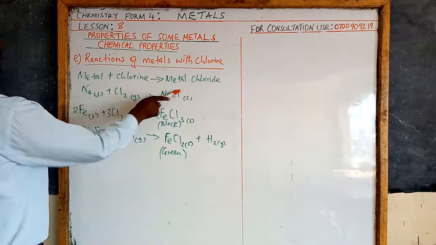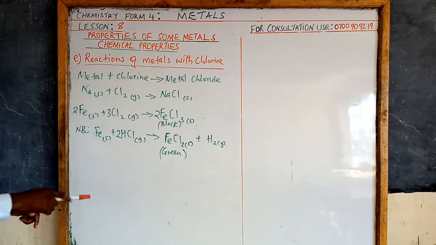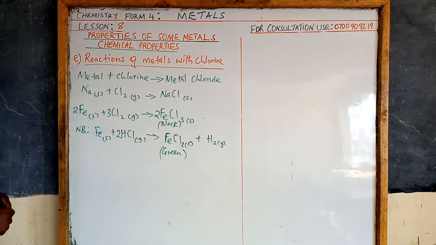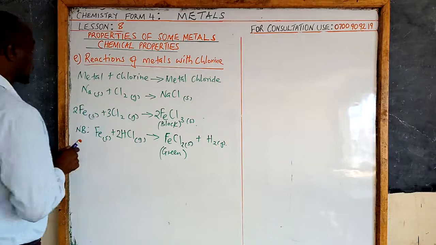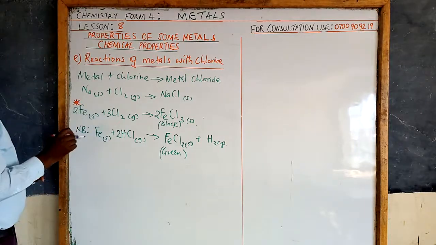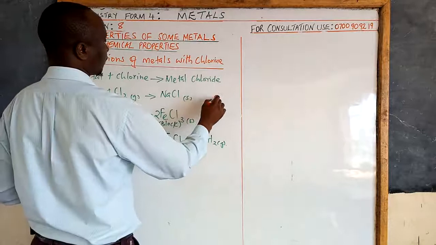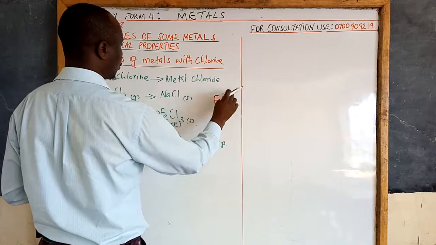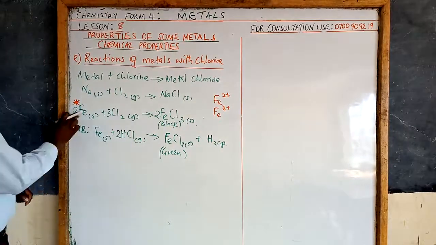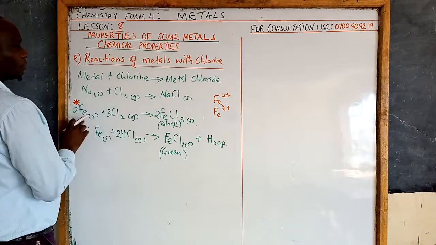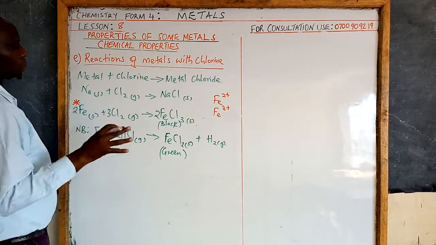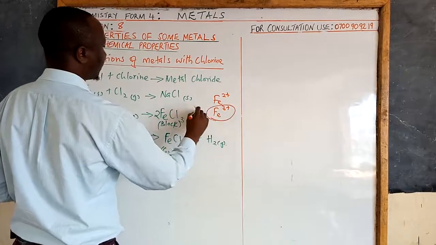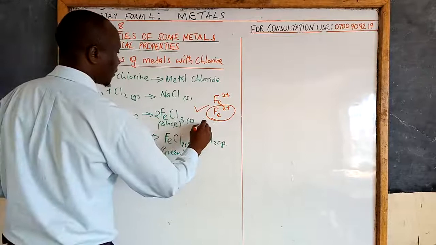Metals react with chlorine to form metal chloride. For example, sodium reacts with chlorine to form sodium chloride, and most of the metals. But I want to draw your attention to iron particularly. Now iron, as I mentioned in the previous lesson, we have iron with two oxidation numbers, iron 2 and iron 3. When chlorine reacts with a metal where there are two oxidation numbers, the chloride of a higher oxidation number is formed because it is more stable.